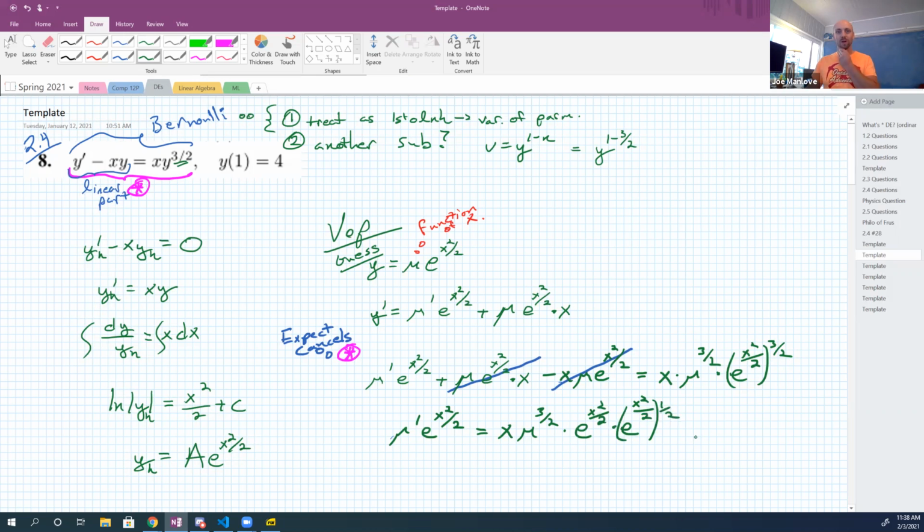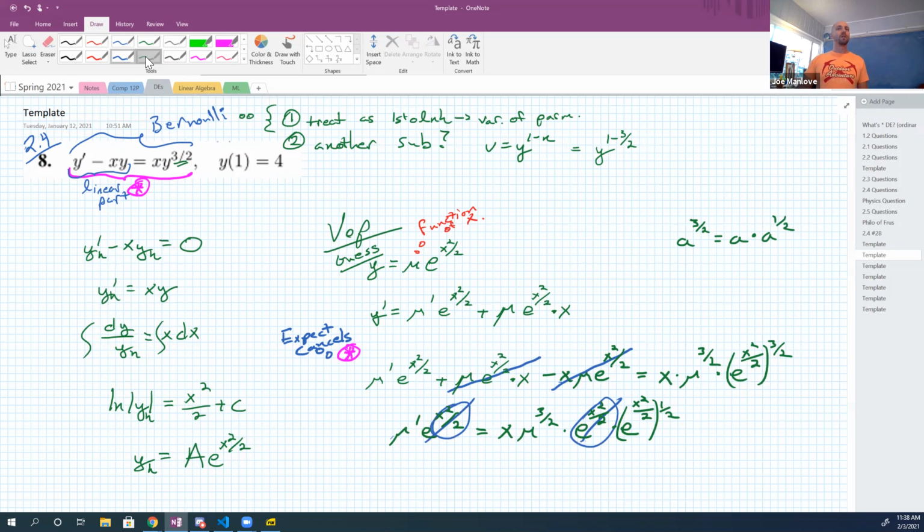You guys all with me on my exponent management? I'm thinking a to the 3/2 is a times a to the 1/2. Okay, and now I'm going to see some more cancellation here. I'm going to see that this term here cancels against that term there by dividing.